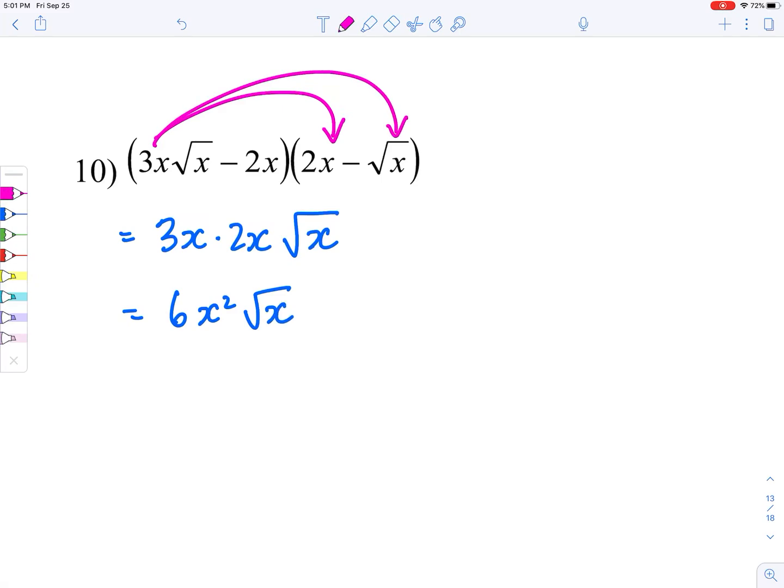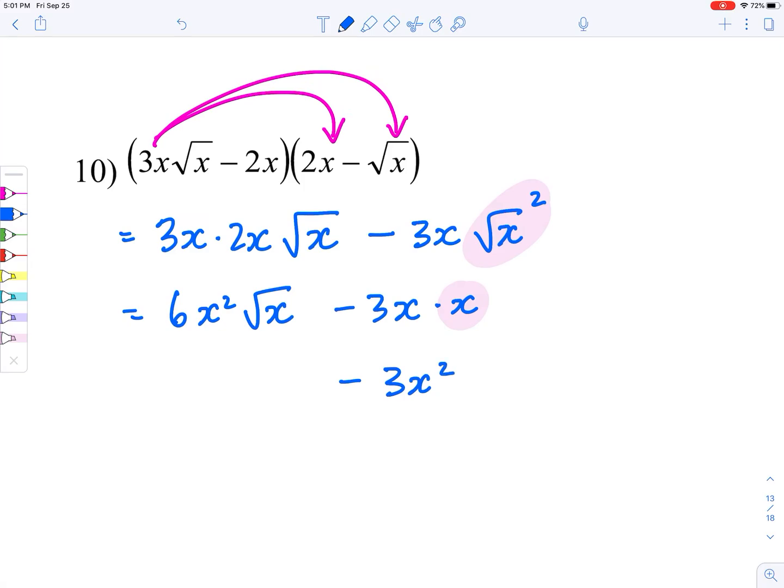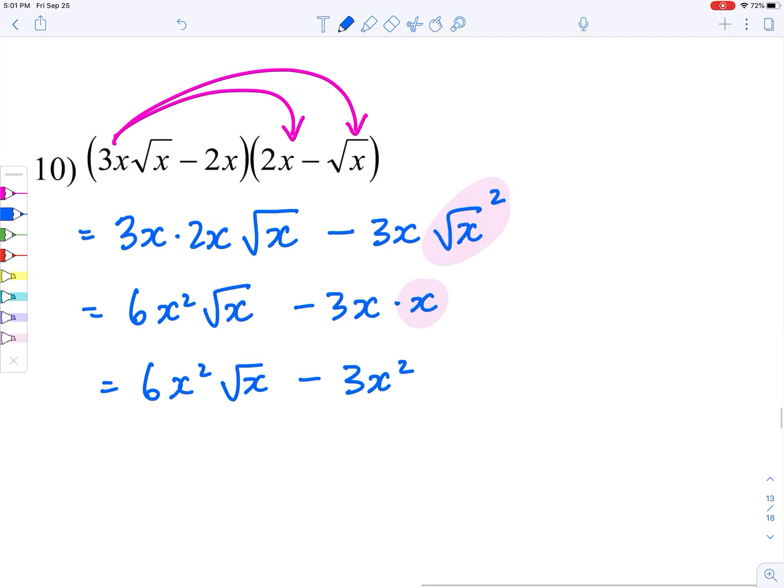The next distribute. Outside times outside, so minus 3x. And then I'm going to have a root x squared. So that's going to be minus 3x just times a regular x. That came from here. So that term's going to be minus 3x squared. And I'm just writing out that first one again. Okay, second part of distributing. Minus 2x times 2x gives us minus 4x squared.